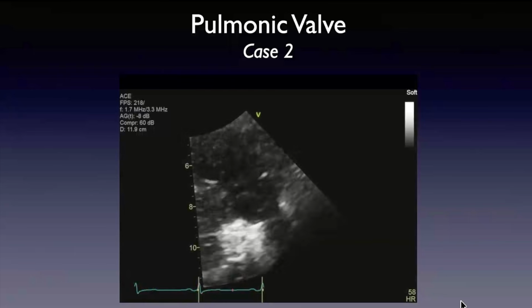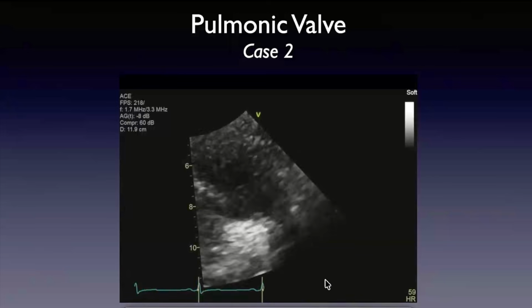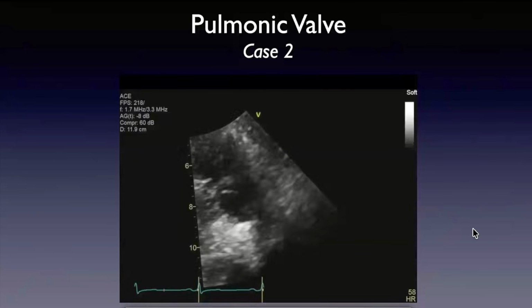Okay. So here's that doming of the pulmonary valve cusps here. Let's go back.